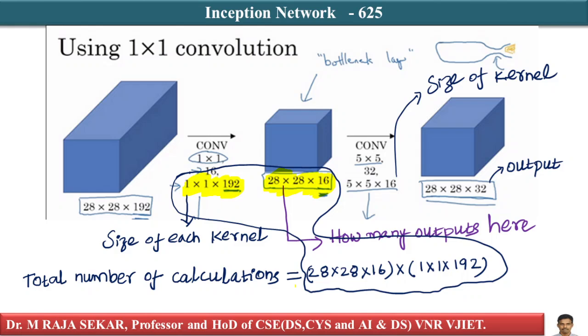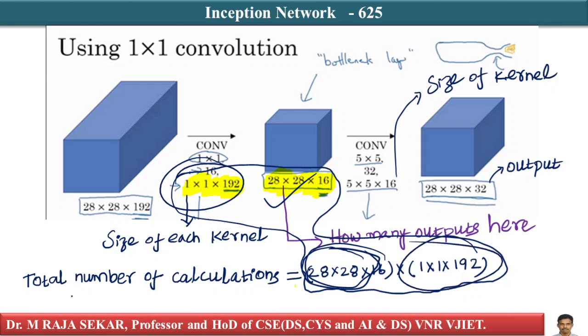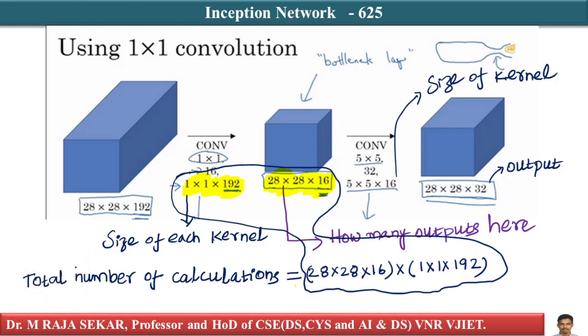That is basically 28 into 28. Just see, you can understand this. Here I have 28 into 28 into 16. That's what I am writing here. Again 1 into 1 into 192. This is about the convolutional layer, the first layer.